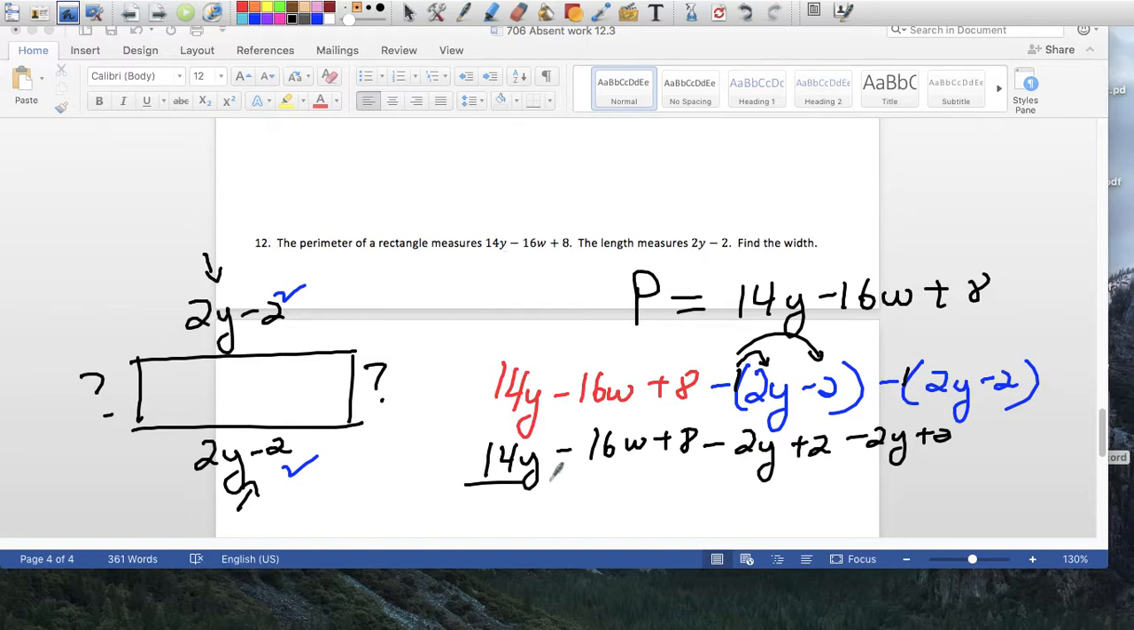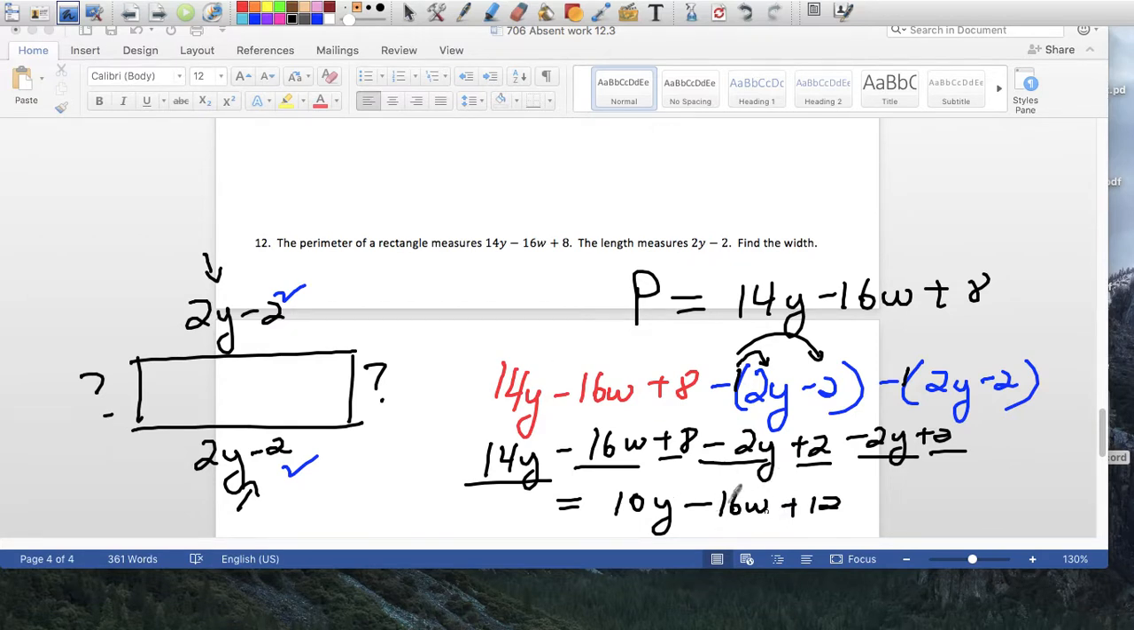Let's combine like terms. 14y, minus 2y, minus 2y. So positive 14 minus 2 is 12, and then 12 minus 2y again is 10y. The w's: I have just 16w, nobody else. And then plus 8, plus 2, plus 2, that's easy, three positives, so that's going to be plus 12. The remaining two sides, these two widths, equal 10y minus 16w plus 12.